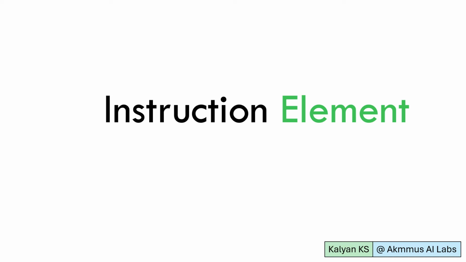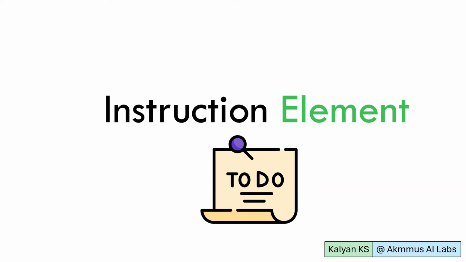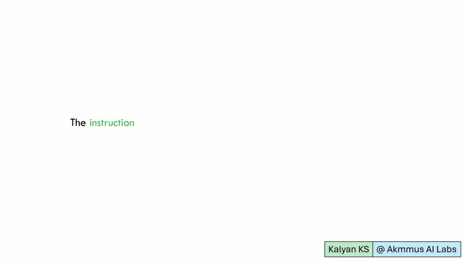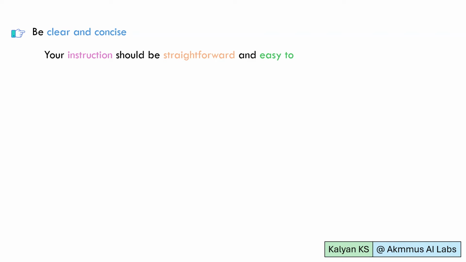Now, let us see how to craft the instruction element. The instruction element specifies what the chatbot has to do. Here are some of the tips for crafting the instruction element. The first one is, be clear and concise. Your instruction should be straightforward and easy to understand. Avoid using complex language or unnecessary jargon.